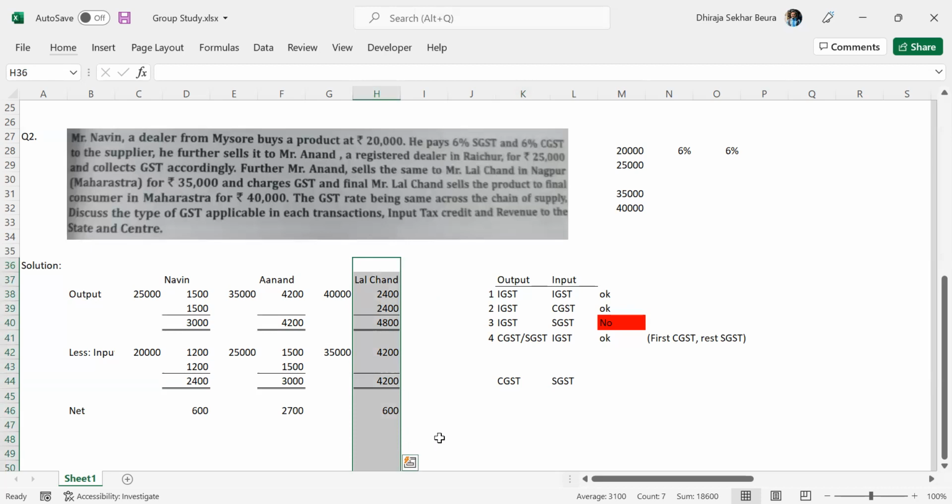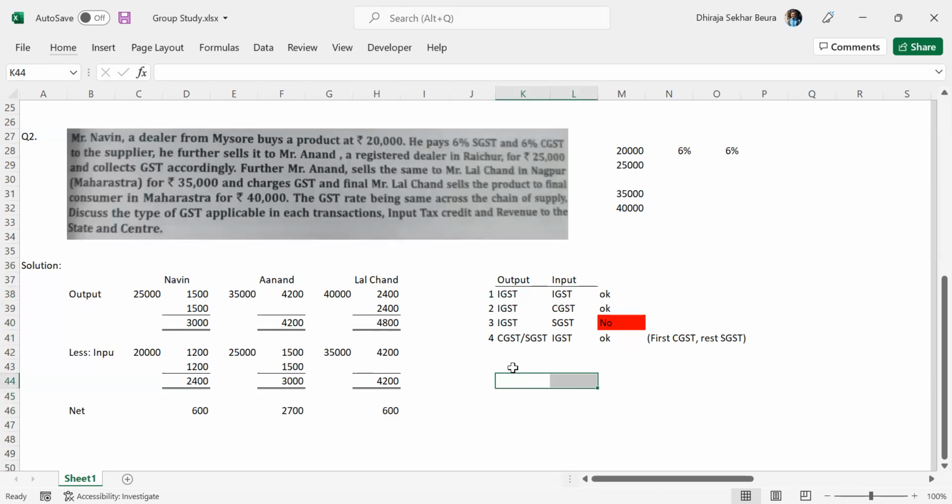No, here so I'm clear. For Lal Chand, he has sold 40,000 rupees sell value. So he got 4,800 rupees as output GST. Correct. And he has purchased from Mr. Anand, that was an inter-state, so IGST he has 4,200. Correct. So now this 4,800 is divided into 2, SGST and CGST, right? So 2,400 and 2,400. Correct. So now output GST 2,400 will be compensated with 4,200, correct?